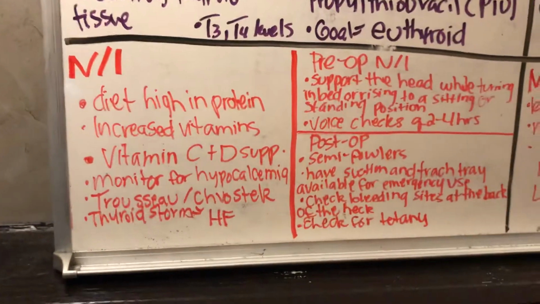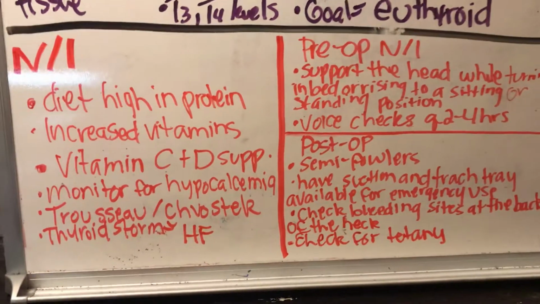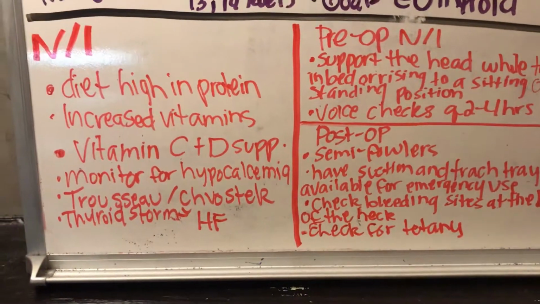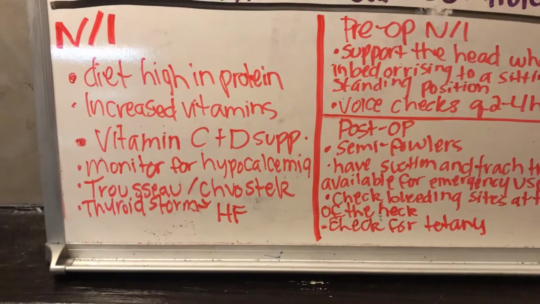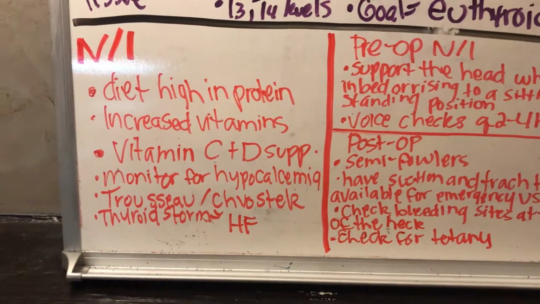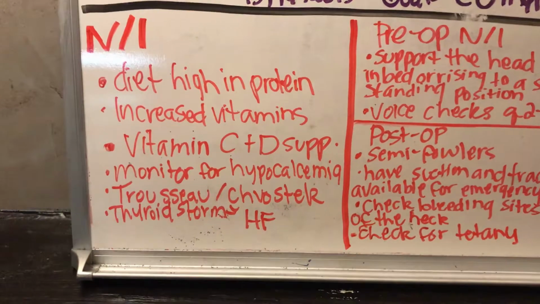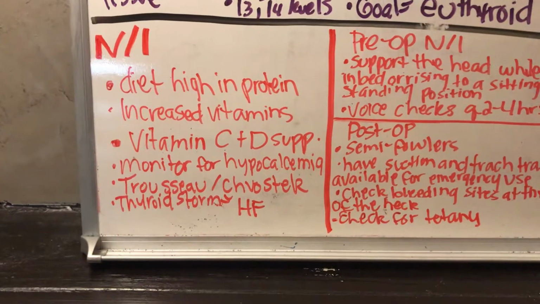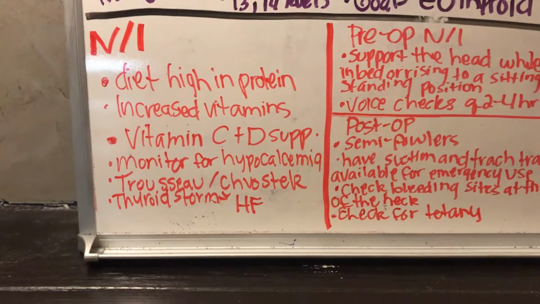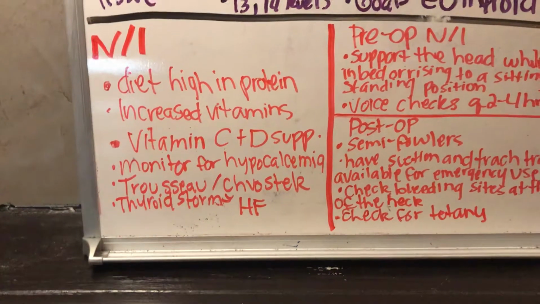Your nursing interventions, so they're going to have a diet high in protein. You want to increase vitamins, especially vitamin C and D. You want to monitor for hypocalcemia, so low levels of calcium. And you can check that through the Trousseau and Chvostek signs. And then also you want to monitor for a thyroid storm, which can lead to heart failure.